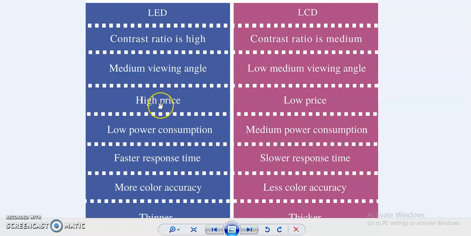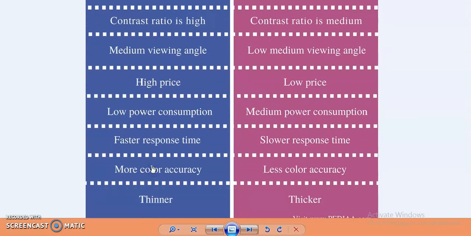Then as far as the price is concerned, the LED is a little costlier than the LCD, and it consumes less power as compared to LCD, and it has a faster response time. Then there is more color accuracy in LED, less color accuracy in LCD. LEDs are thinner than the LCDs, because LCDs, if compared to the CRT, are thinner, but if you compare them with LEDs, then LEDs are a little thinner than the LCDs.